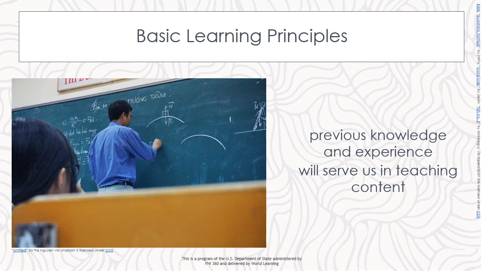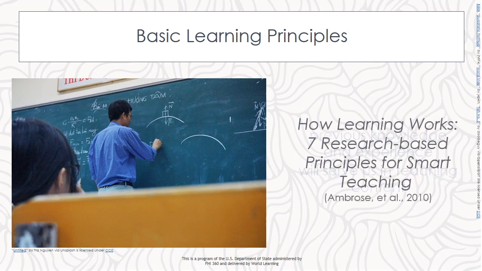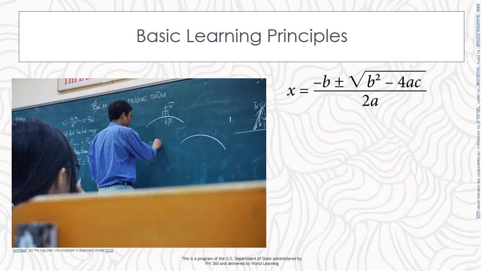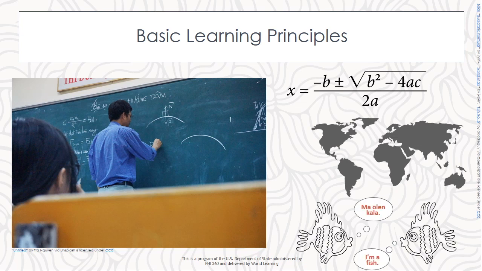The following is a summary of the book, How Learning Works: 7 Research-Based Principles for Smart Teaching. These 7 principles have substantial research backing and apply across disciplines: math, history, L2 acquisition, etc.